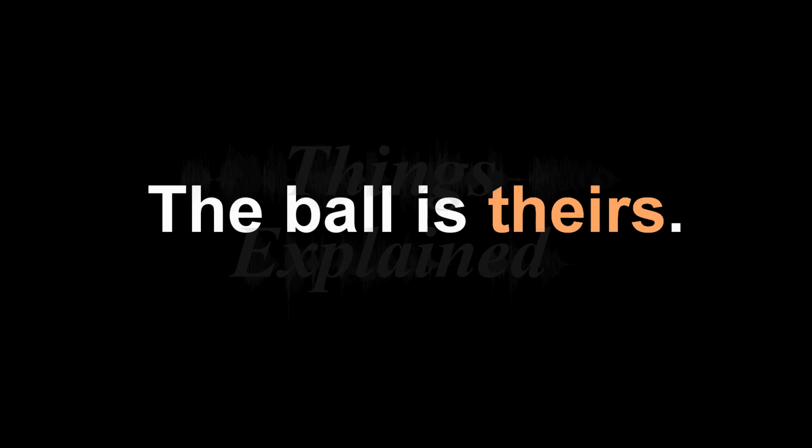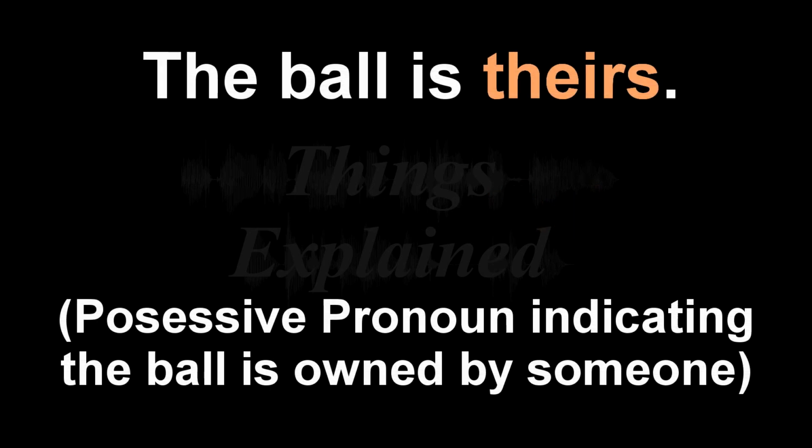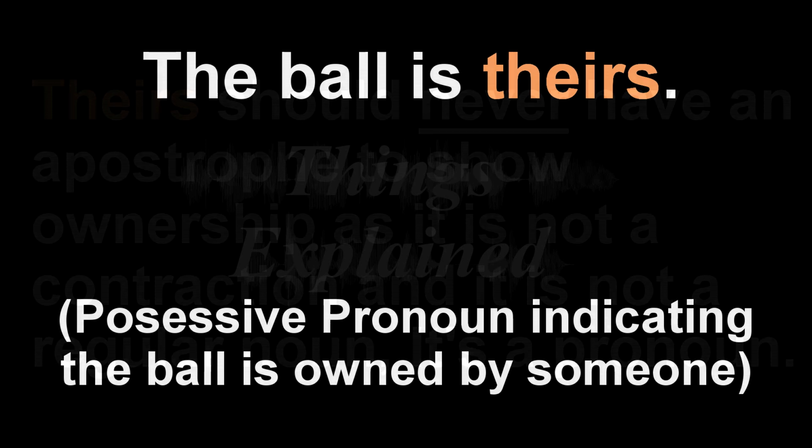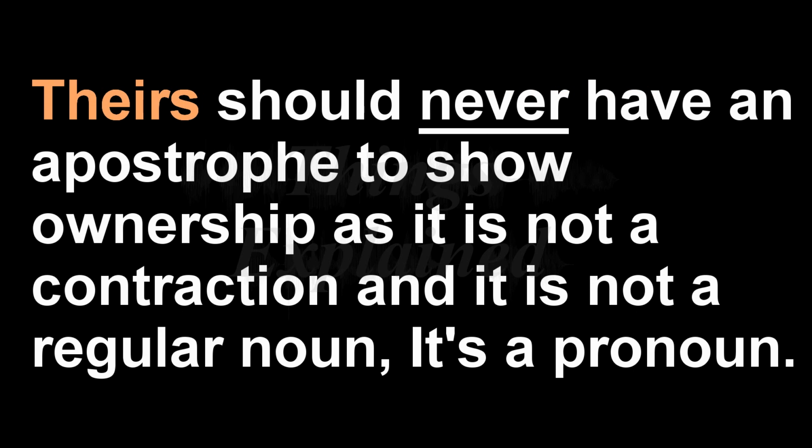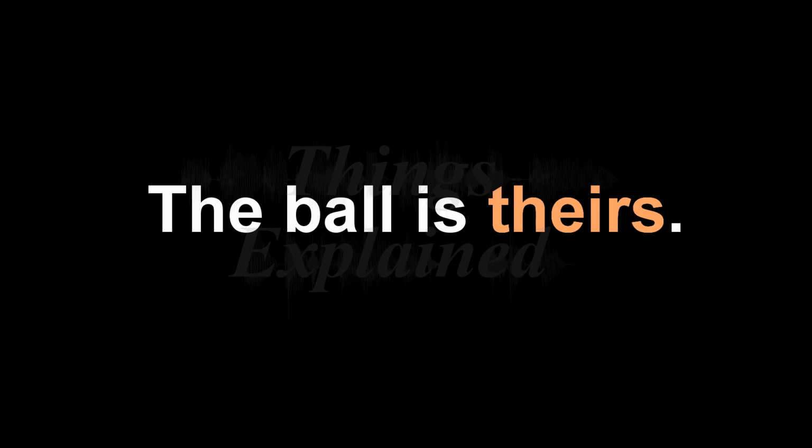Next example. The ball is theirs. In this example, theirs is a possessive pronoun which indicates that the ball is owned by someone. This type of theirs is a gender-neutral pronoun. This type of theirs should never have an apostrophe, like how the name Jimmy in Jimmy's ball does to indicate ownership. A good way to remember is that theirs is not a contraction or a regular type of noun that uses apostrophe s. The ball is theirs.